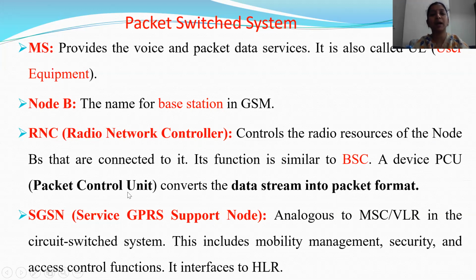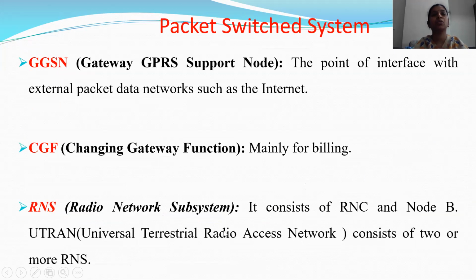A device, PCU, packet control unit, converts the data stream into packet form. This is the one additional unit, other than the BSC. Packet control unit is there, it converts data stream into packet format. So SGSN, it's a service GPRS support node. It is similar to the mobile switching center and visitor location register in the circuit switching system. This includes mobility management, security, and access control functions. It interfaces to HLR.